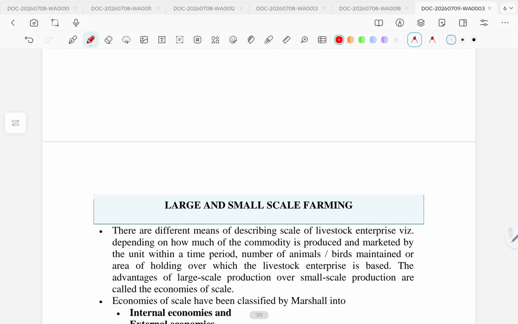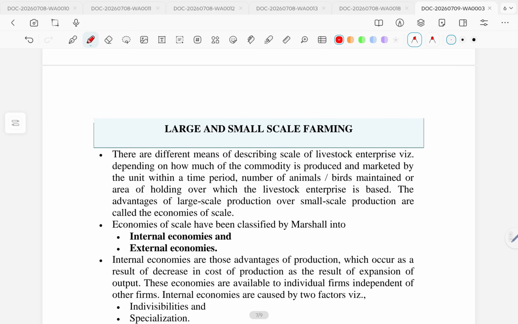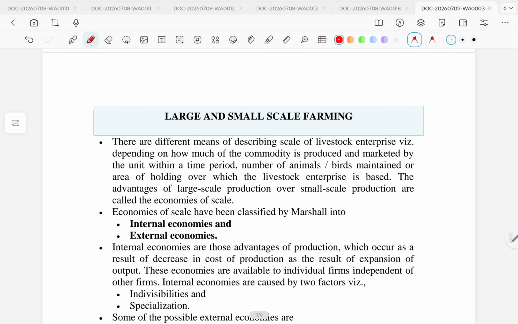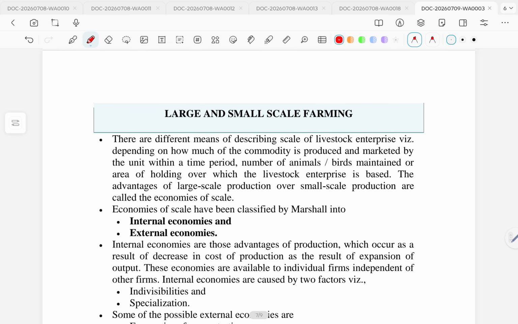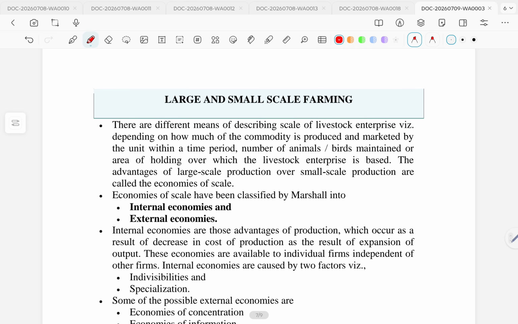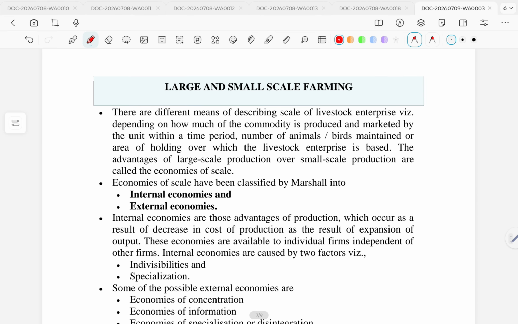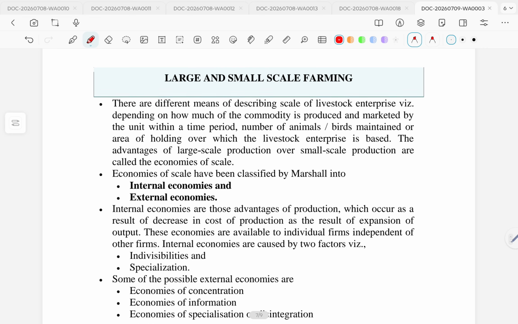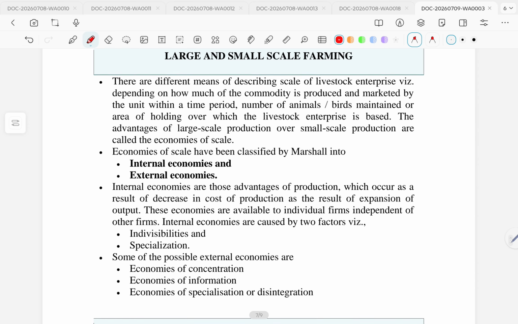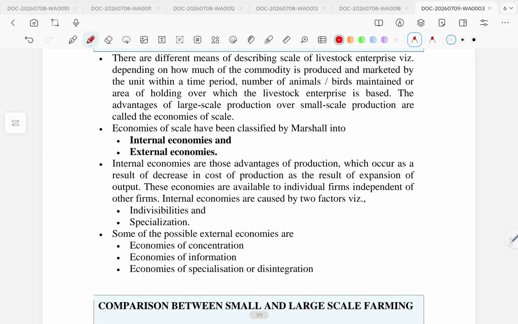Large and small scale farming. There are different means of describing the scale of livestock enterprises, depending on how much of the commodity is produced and marketed by the unit within a time period, the number of animals maintained, or the area of holding over which the livestock enterprise is based. The advantages of large scale production over small scale production are called the economies of scale. Economies of scale have been classified by Marshall into internal economies and external economies.